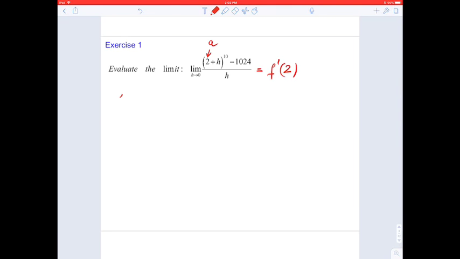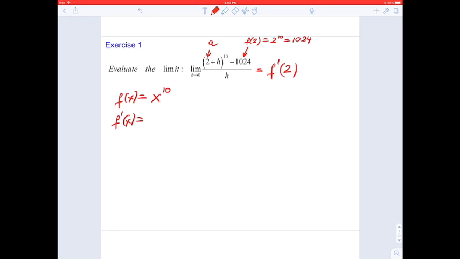And the function looks like quantity a plus h to the power of 10, which is x to the power of 10. Since this is the derivative of the function x to the power of 10 at 2, we may use the shortcuts. We may use the power rule to get the derivative and then substitute 2. One more thing, we know that in the limit definition of the derivative, this quantity is f of 2, which is supposed to be 2 to the power of 10, and I believe this is 1024. Okay, correct. Okay, let's come back to this.